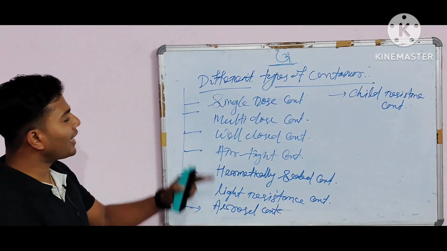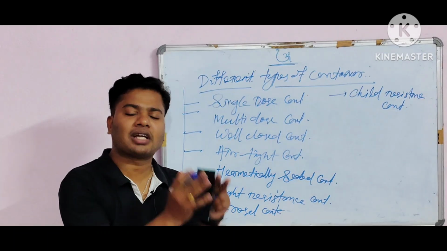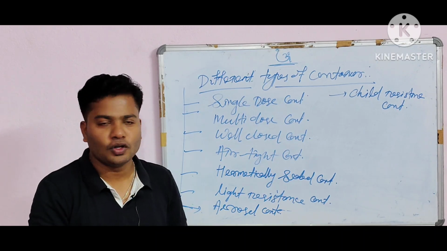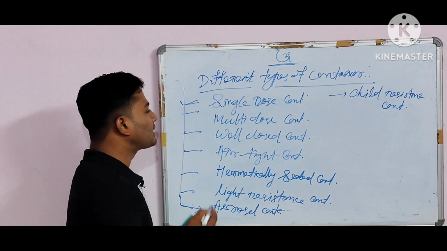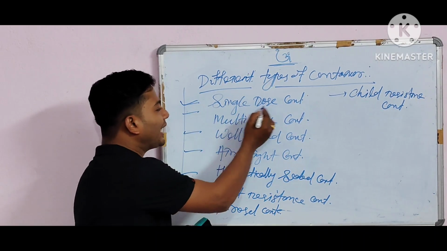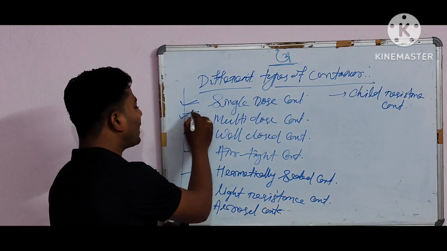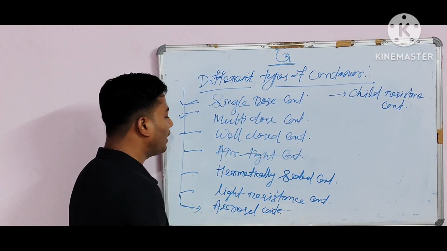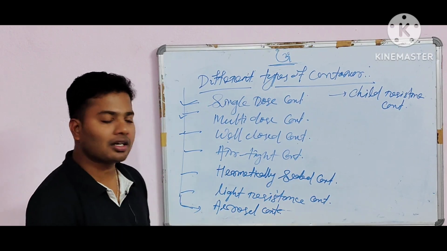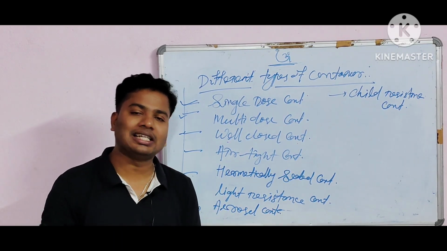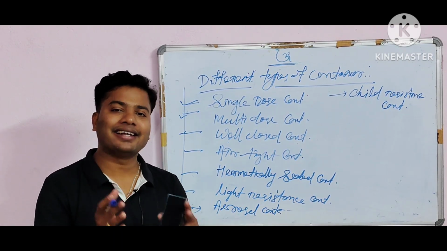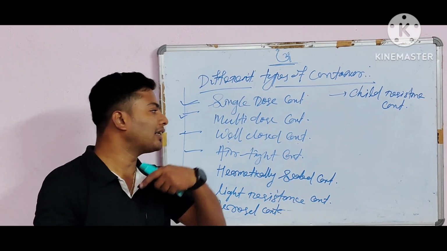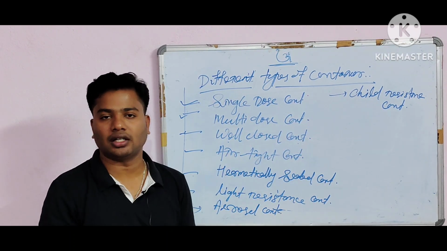So there are many different types of containers used for packaging the liquid dosage form. First is the single dose container. Next is the multi dose container, then the well closed container, the airtight container, the hermetically sealed container, the light resistant container, the aerosol container, and the last one is the child resistant container.